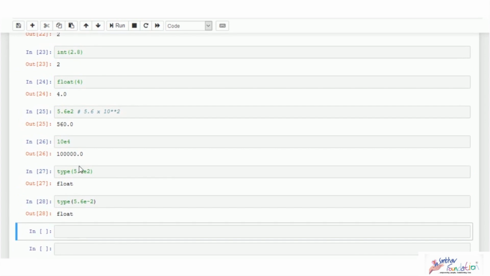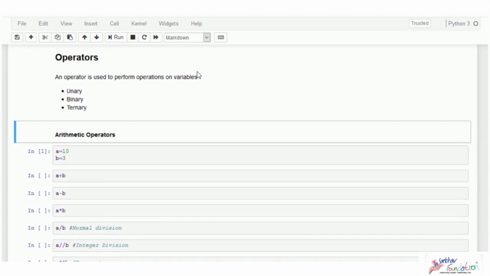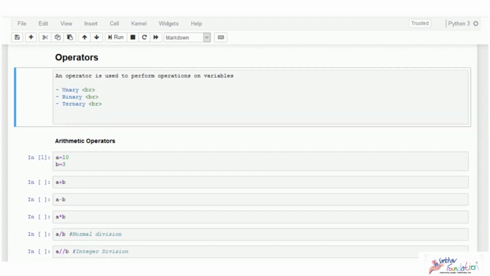Now that you have an understanding of numeric data types, we can move on to try various operators that can be used on these numbers. Operators are used to perform calculations or operations on variables. They are of many types. Operators that perform upon only one variable are called unary operators. The operators that perform upon two variables are known as binary operators, and on three variables are known as ternary operators. The variable on which the operation is performed is called the operand. Let me mention it over here.